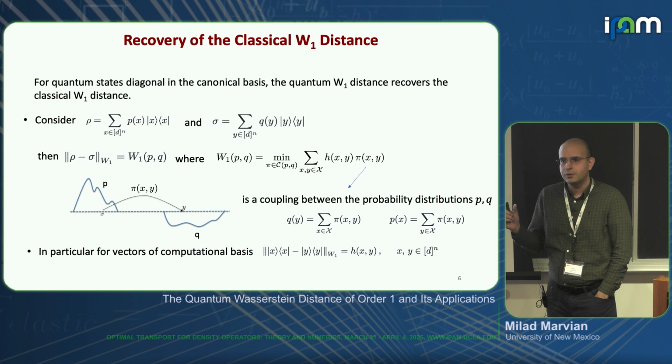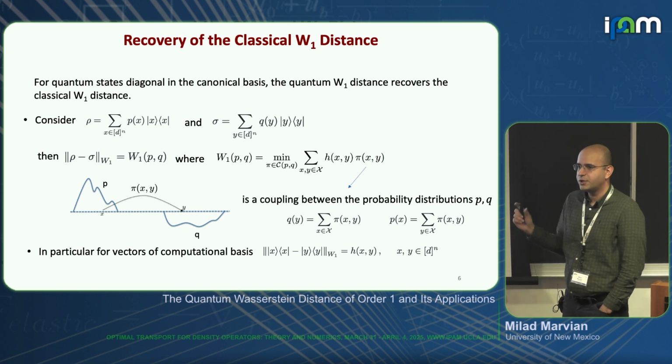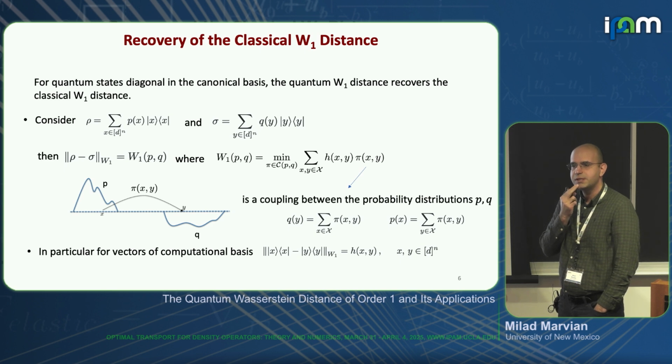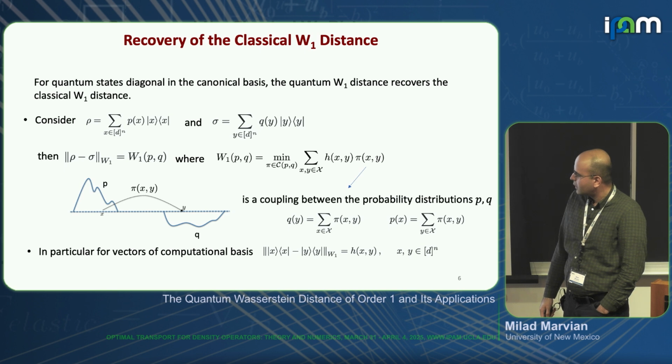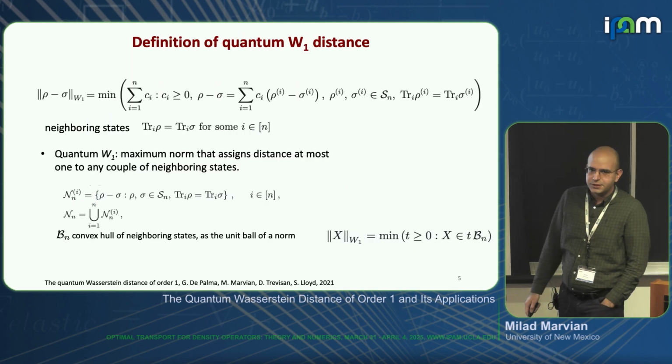That corresponds to looking at the W distance of two product states in the computational basis, and that exactly becomes the Hamming distance. Any question about the definition?